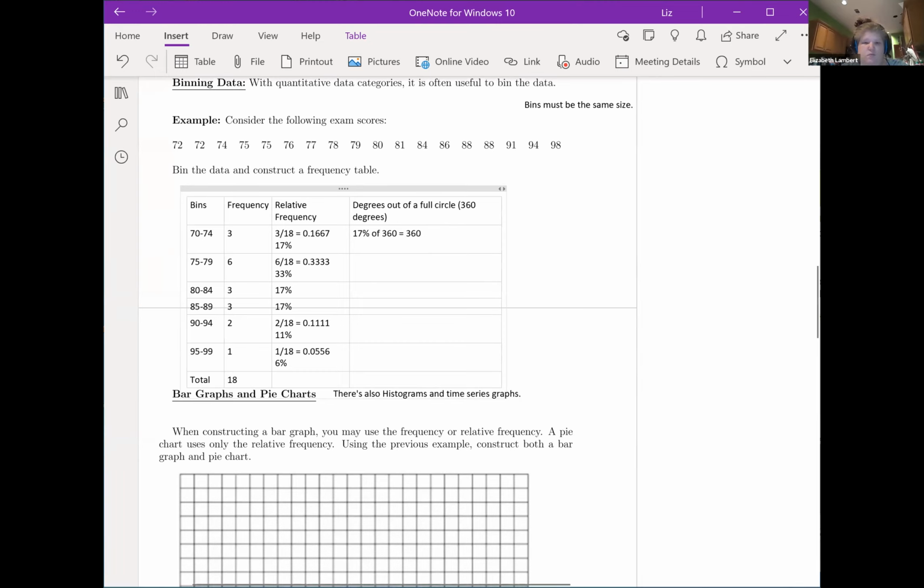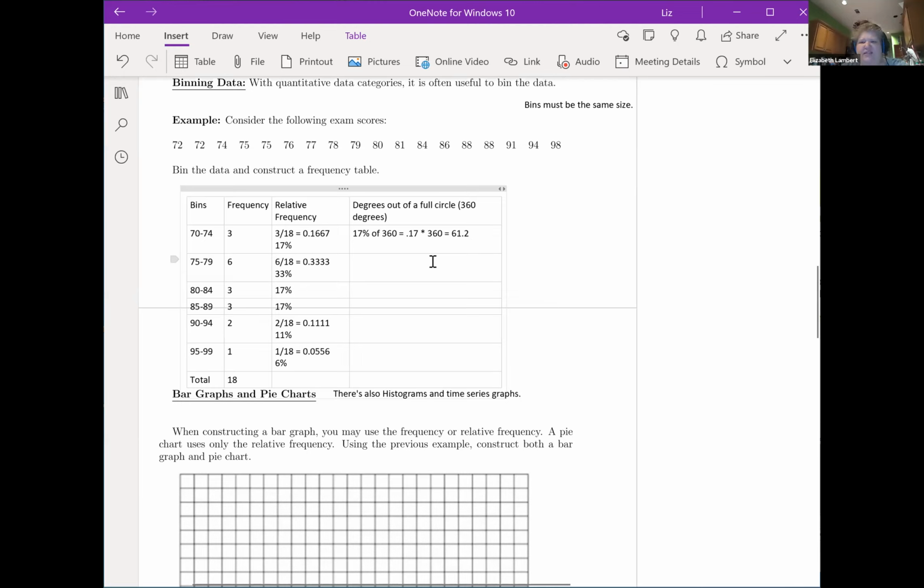Yeah, no. And that is the same as taking the decimal, 0.17 times 360. And so that is the degree measure. So it's about 61 degrees. So we can say about 60 degrees.